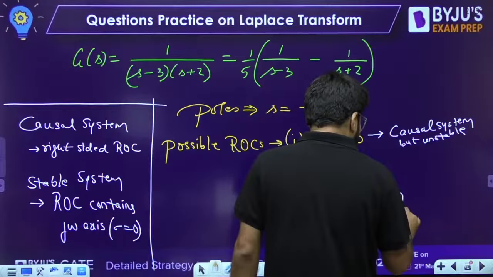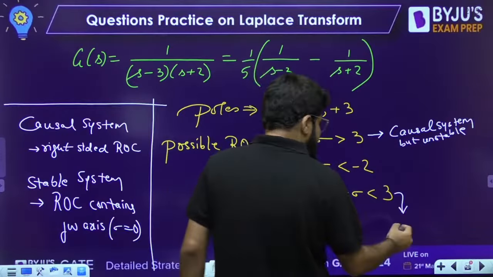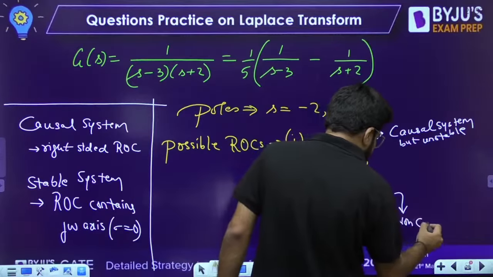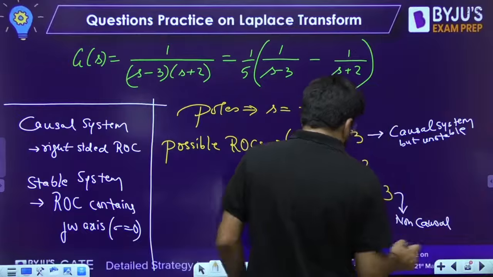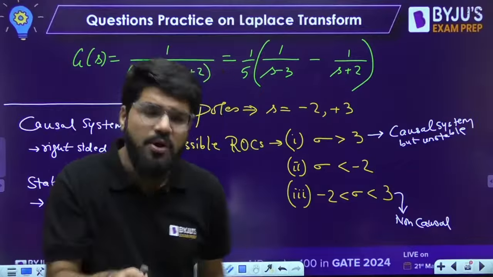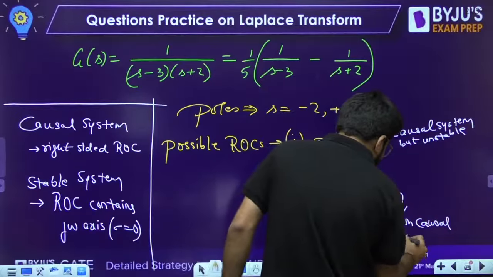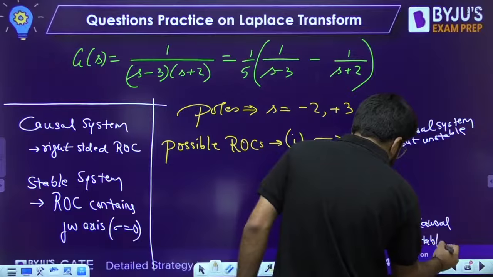Have a look at the third case, -2 to 3. The ROC is not right-sided, so this is non-causal. But between -2 and 3, 0 will come up. Sigma equal to 0 means the j omega axis. So this ROC includes the j omega axis, so this will be a stable system.